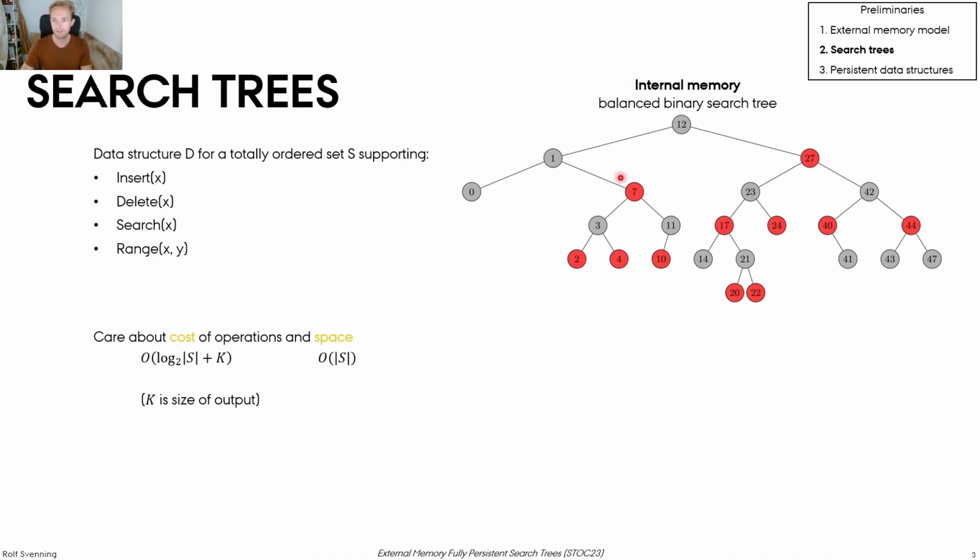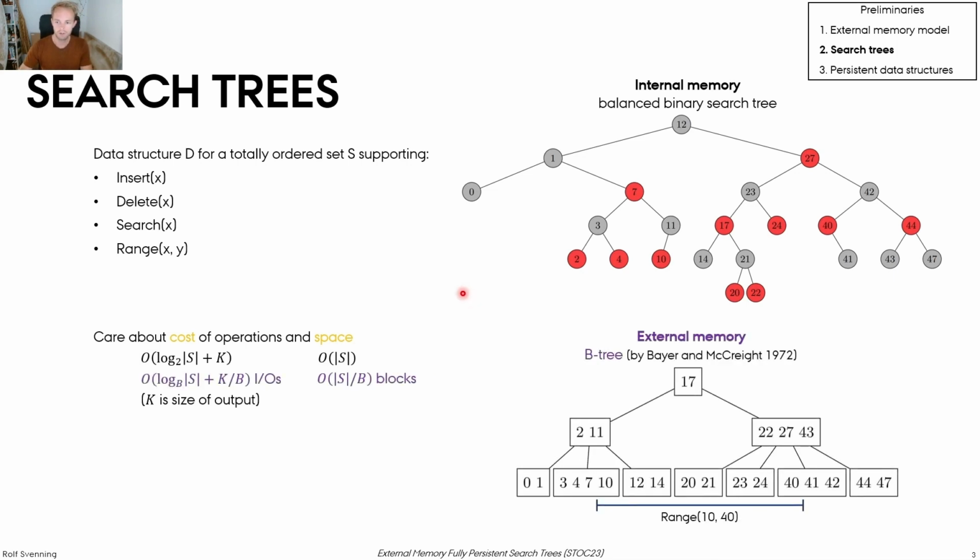And in internal memory, this is well understood to be solved by, for example, balanced binary search trees, such as red-black trees. And here, operations can be performed in time proportional to the height of the tree, so log base 2 of the size of S. And this plus k here, where k denotes the size of the output, is just to allow the operations also, of course, to take time to actually perform the output. Okay, and the space is linear.